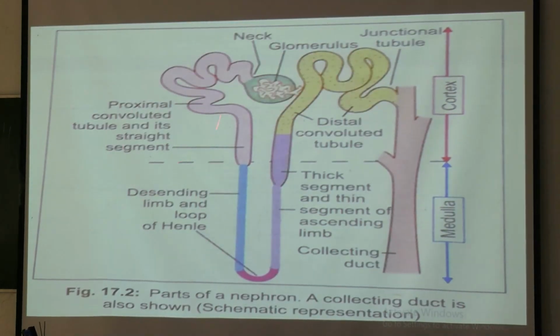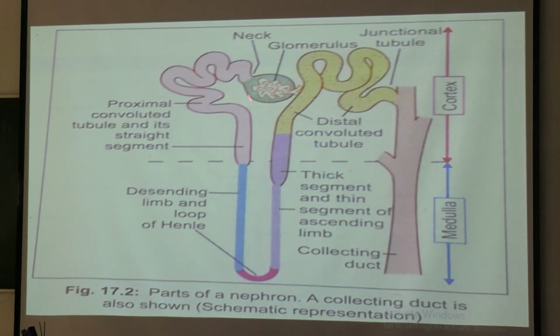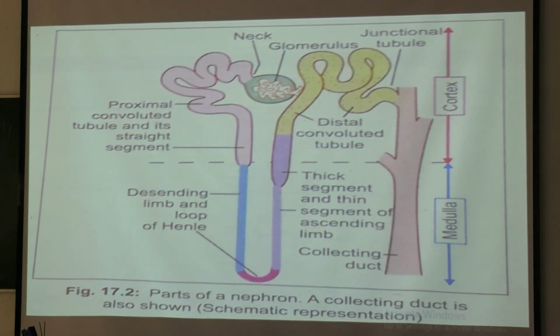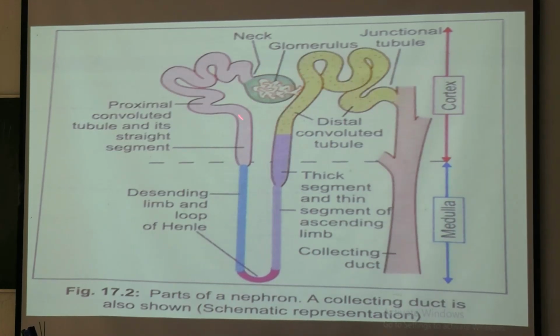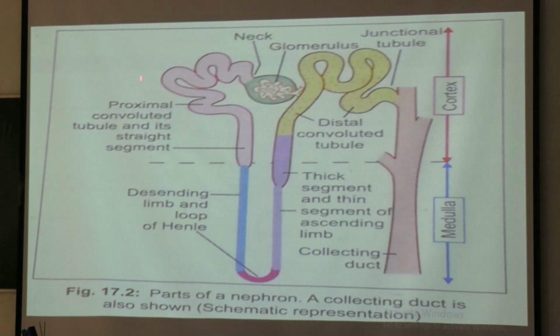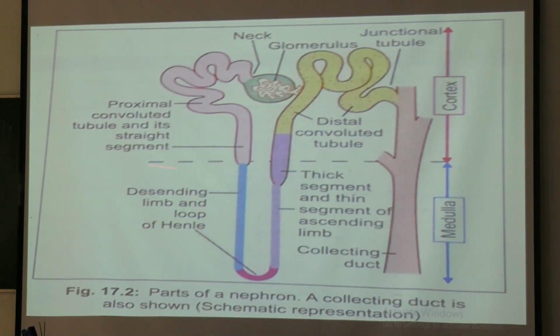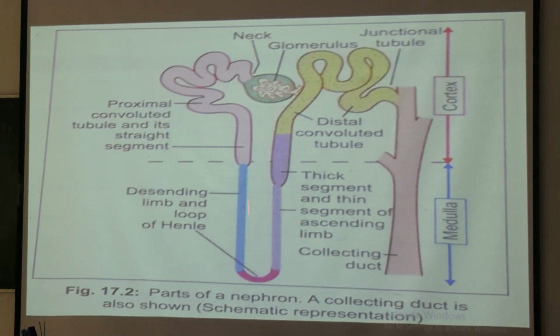So these are the parts of the kidney, nephron mainly. Parts of the nephron. This is the glomerular tuft. Surrounding the glomerular tuft, here is the Bowman's capsule and the Bowman's space. After that, this is the proximal convoluted tubule, and this line demarcates the cortex from the medulla.